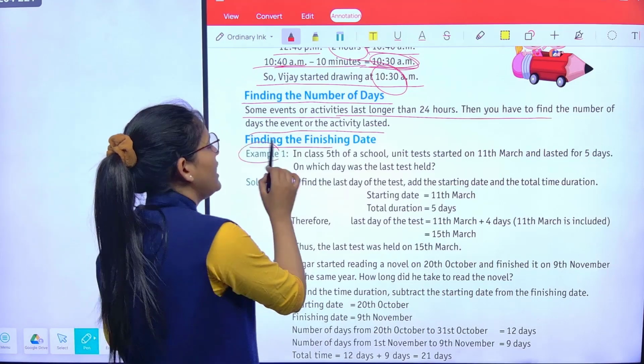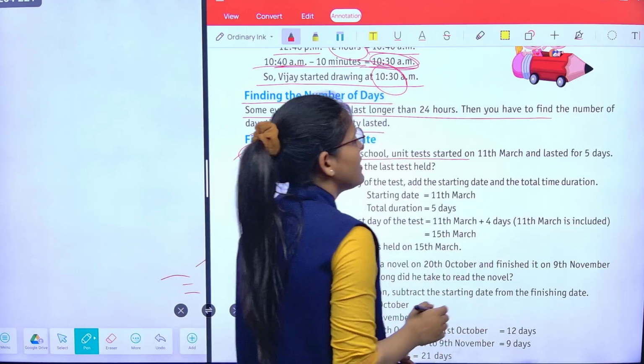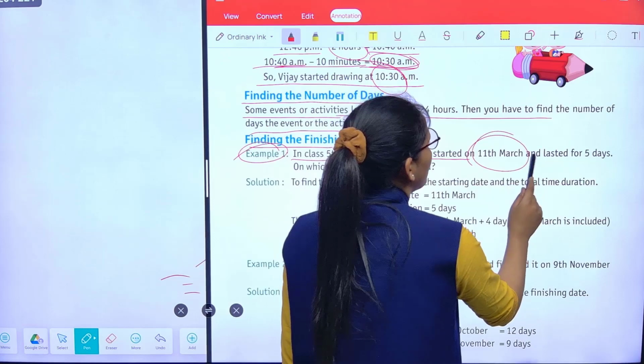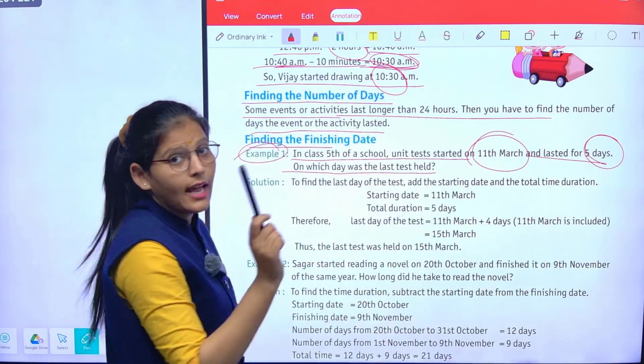Example number 1. In class 5 of a school, unit test started on 11th March. Class कब start हुए थे? 11th March को start हुए थे and lasted for 5 days. On which day was last test held?